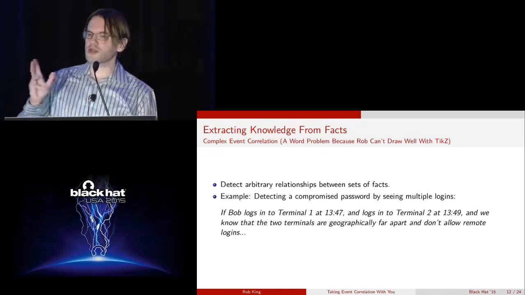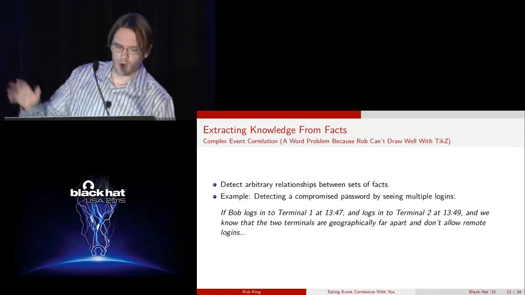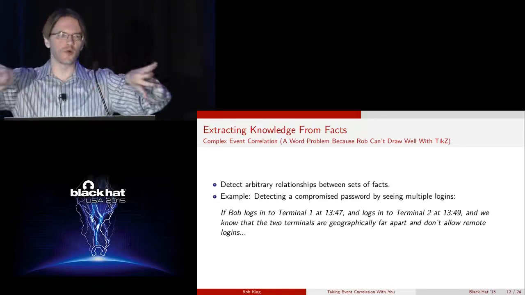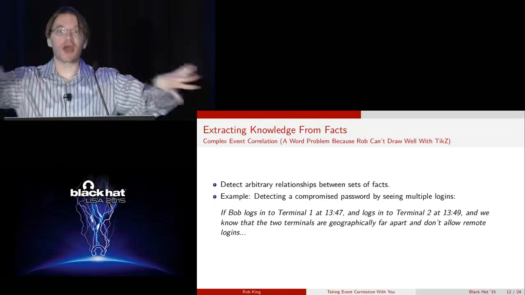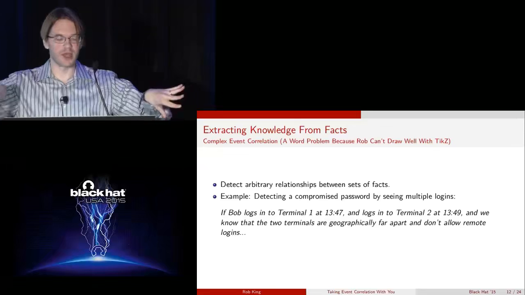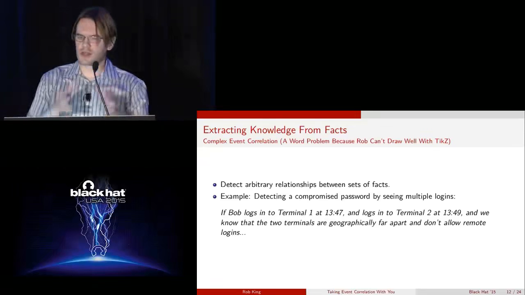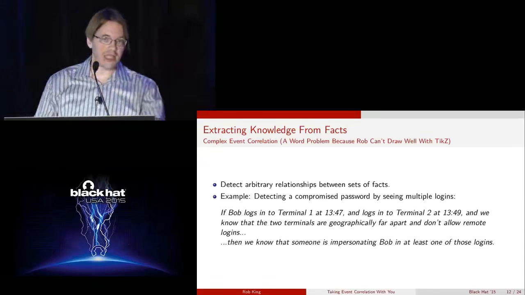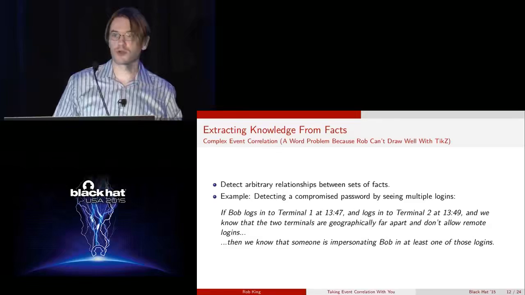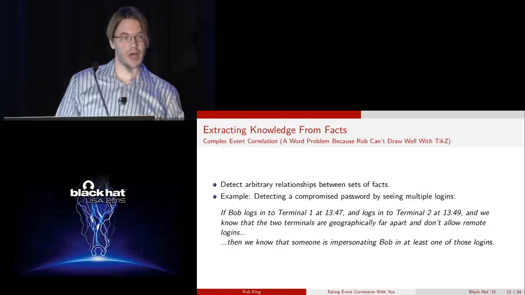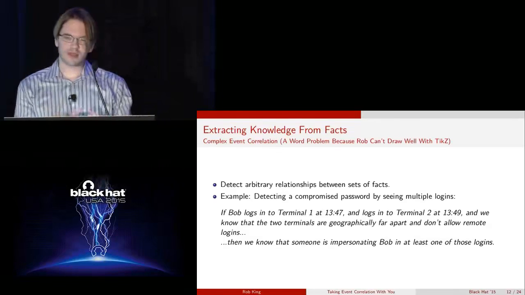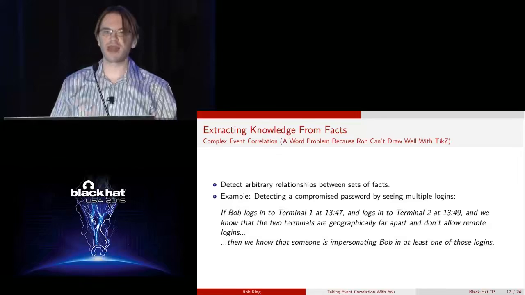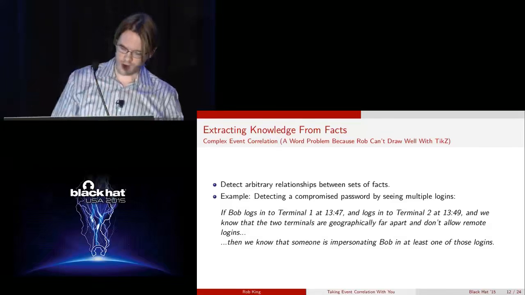So if Bob logs in to terminal 1 at 1:47 and then terminal 2 at 1:49, and we know that terminals 1 and 2 are geographically separated in space, and he did it in such a short span of time, then we can conclude that at least one of those logins was impersonated. At least one of those logins was not Bob. And so this is getting a little more complex. This isn't just looking at one event at a time. It's actually looking at more complex things.